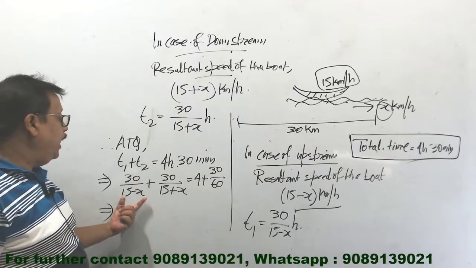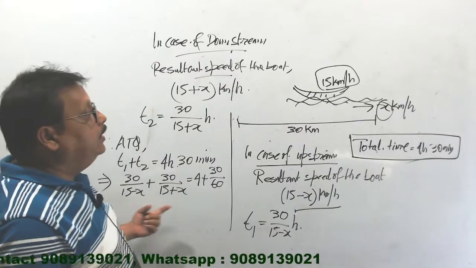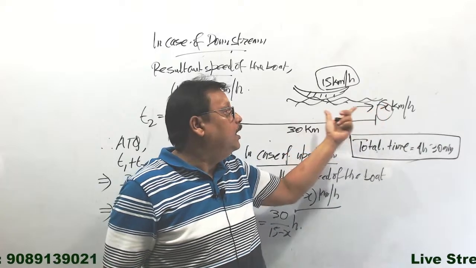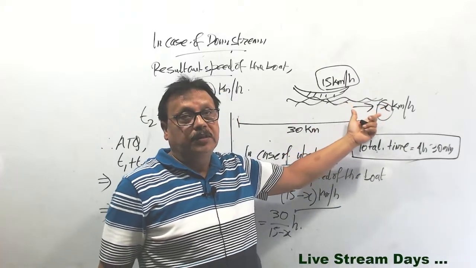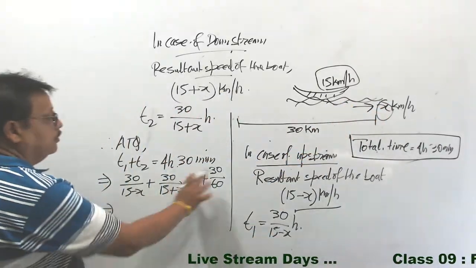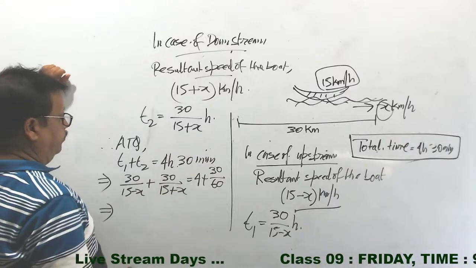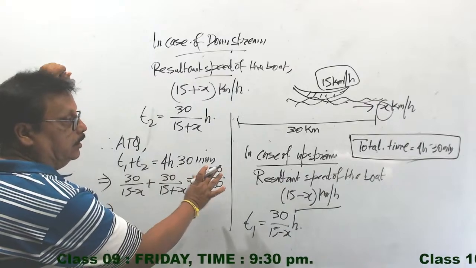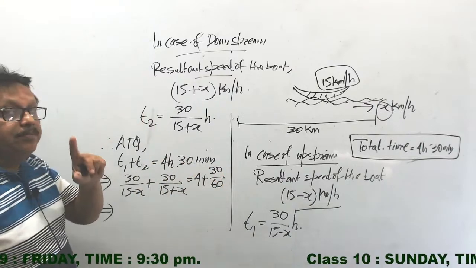Now you have to solve this one and find the value of x. What do they ask? The x value is what to find? The speed of the stream, the speed of the river water. Okay, x. Now solve it. Equation formation is complete. Now you have to solve. It is the last step.